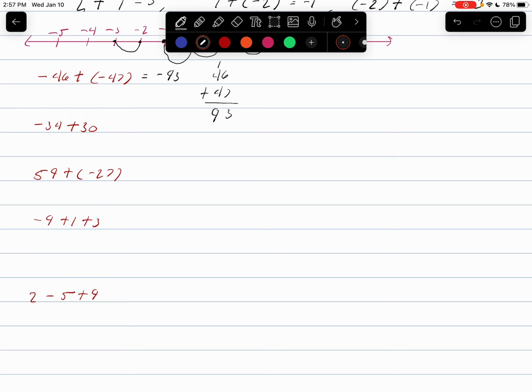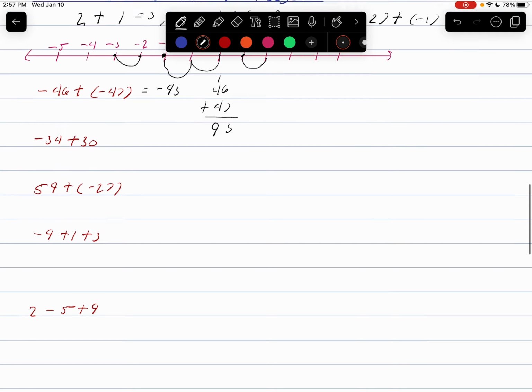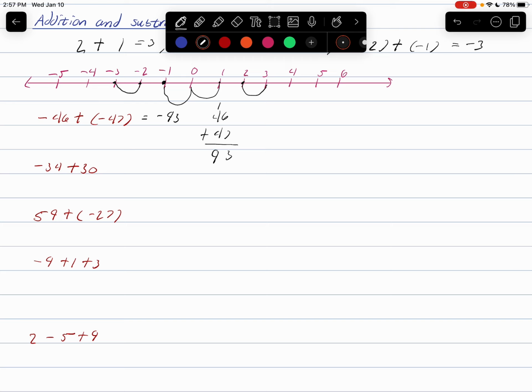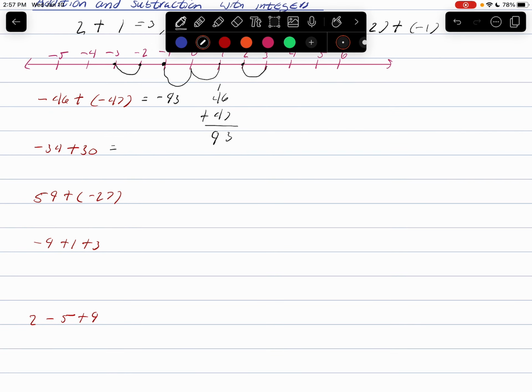But what if we have -34 plus 30? Well, this is going to do the same thing as starting at -34, and we're going to go to the right 30. Hopefully this is something we could do in our heads fairly briefly. If we have -34 and we move to the right 30, we're going to move to the right 30 individual units, which is going to give us -4.